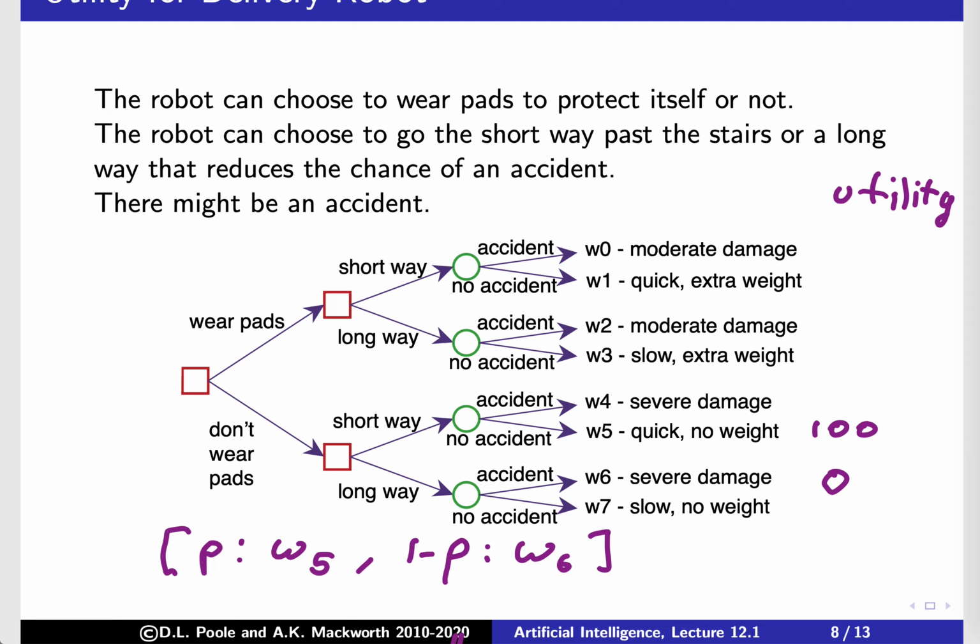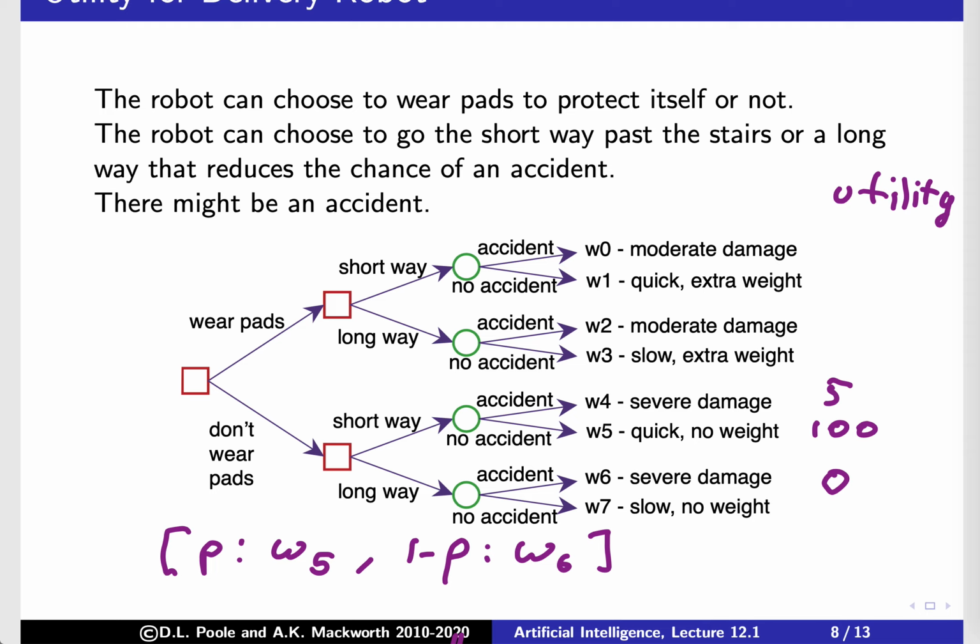Now we're going to look at each of these. So let's look at another one, W4 here. W4 is a bit like W6, but maybe you prefer it a little bit more. So maybe this is going to be 5. That means the probability we're concerned with here is 0.05.